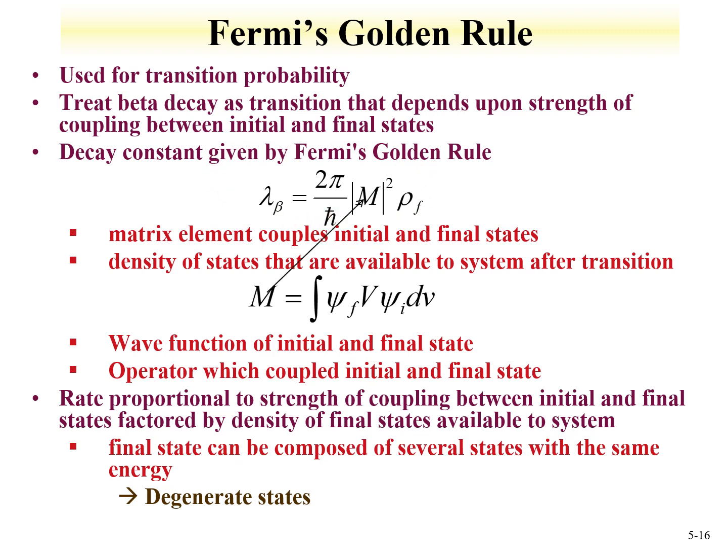So this matrix element and this density of states are just wave functions of the initial and final state, and this operator here, which couples the initial and final state. Fundamentally, the rate is proportional to the strength of coupling between the initial and final states, and includes this density of states. The final state can be composed of several states with the same energy. This is classic in quantum mechanics. These are called degenerate states, so states with the same energy. If I have a number of states with the same energy, that's going to improve the probability of decay.